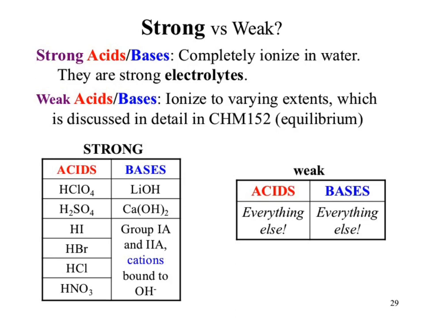Just like polar covalent. How do you know you have a polar covalent bond? It's everything else. Metals and nonmetals would be an ionic bond. I asked for polar covalent. It's everything that is not ionic or non-polar covalent. Same thing is happening here with our weak acids and bases.